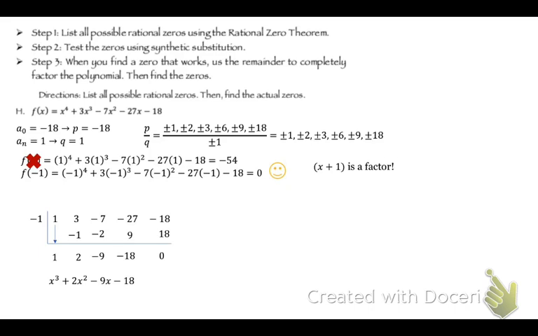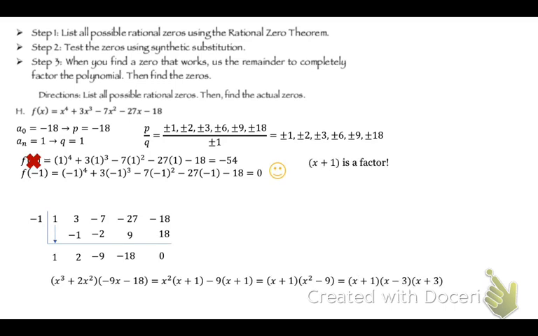We can still factor this, you just have to factor by grouping. So that's going to be x squared, x plus 1, minus 9, x plus 1. So you get x plus 1, x squared minus 9, which that x squared minus 9 factors to x minus 3 and x plus 3.